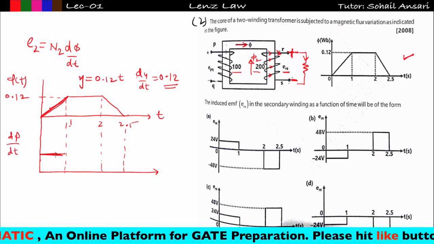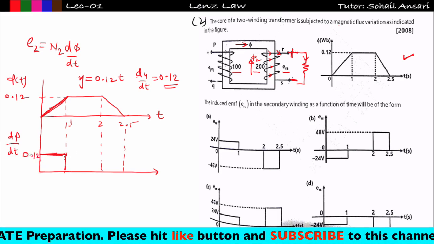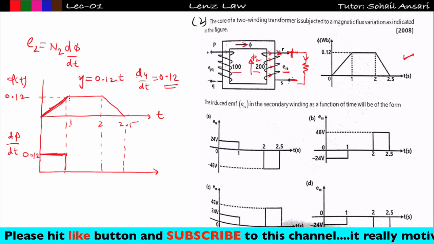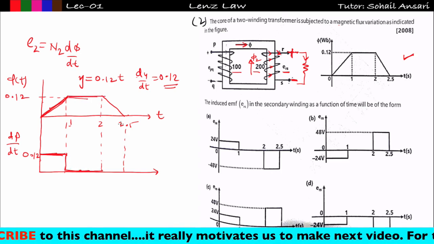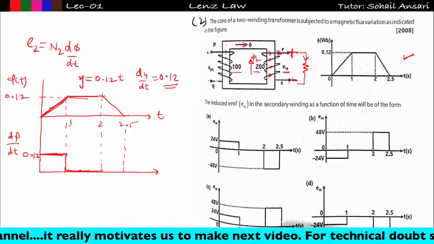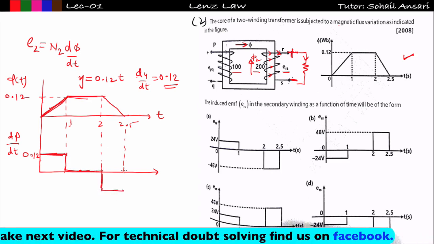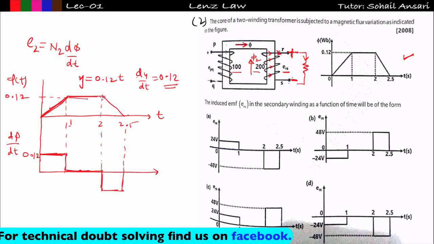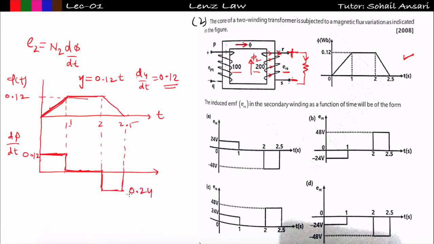So d phi by dt from 0 to 1 is a constant value, that is 0.12, and from 1 to 2 if you differentiate the constant value you will get 0. Again from 2 to 2.5 this has a negative slope, so you will get a negative value. And what is the value? Slope is 0.12 divided by 0.5, which is equal to 0.24, and it will be negative. So this is d phi by dt, and we have to find the waveform of E2.